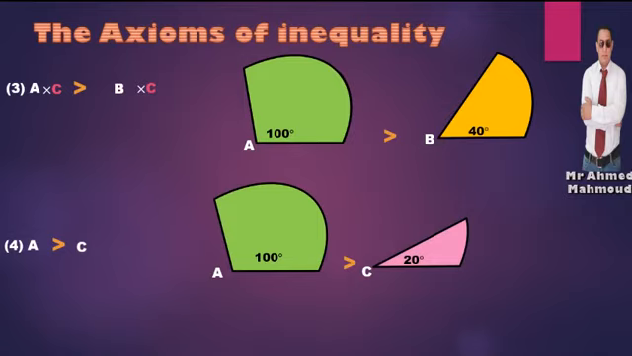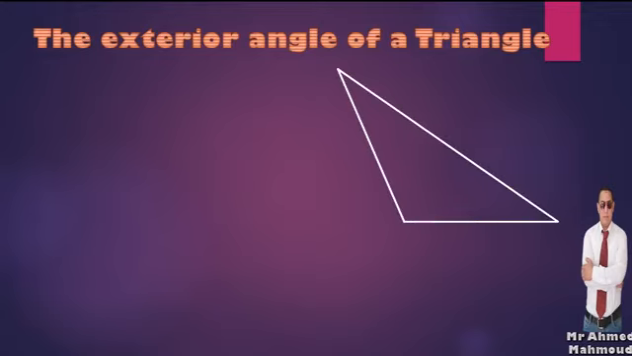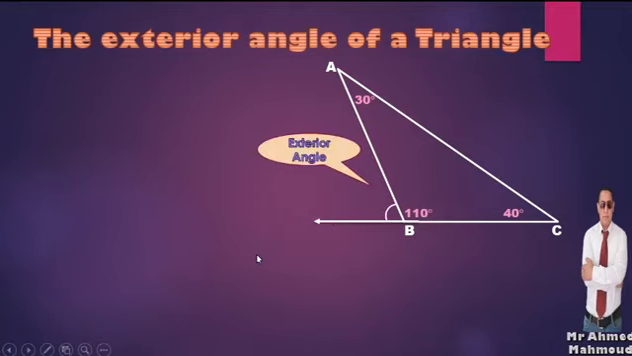Okay, now let's remember the exterior angle of the triangle, because we are going to use this concept in our lesson. Now, if we have a triangle like this, its angles A, B, and C, their measures, as we see, 30, 40, 100, and 10. Remember with me the meaning of the exterior angle. For example, if I extend BC outside the triangle, then it forms an angle outside the triangle. This angle is called the exterior angle. Then the exterior angle is the angle formed from the extension of a side outside the triangle with another side, as we see here.